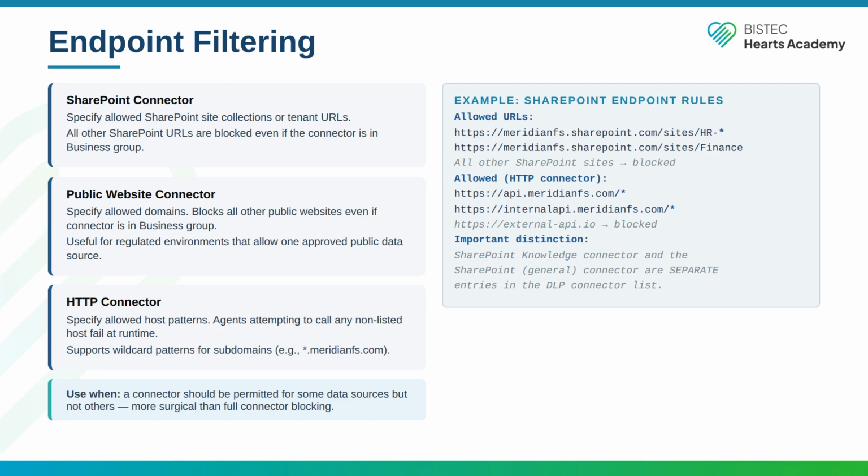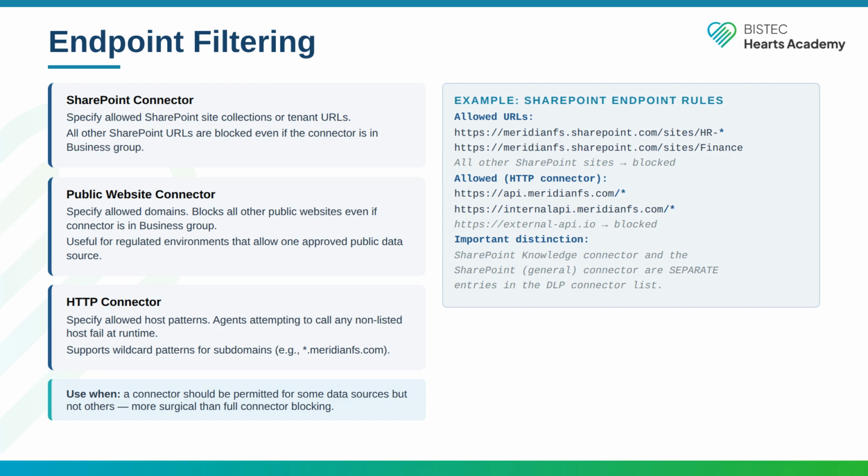Remember that this is the SharePoint General Connector, not the SharePoint Knowledge Connector. They are separate entries and filtering must be configured on each independently. The public website connector with endpoint filtering accepts an allow list of approved domains. If a regulated environment has one approved public data source, an industry data feed, or a regulatory reference site, you can allow exactly that domain while blocking all other public websites.